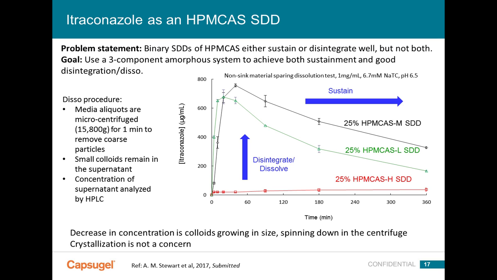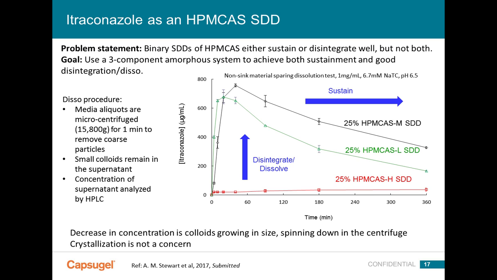Before I dive into the data here, let me tell you a little bit about the details of how we did our dissolution test. So the procedure is essentially that in this test, which starts in intestinal media, we pull small media aliquots that are microcentrifuged at 15,800 G for 1 minute, and those remove just the coarse particles in the formulation. Small colloids are going to remain in the supernatant, and we then analyze the concentration of that supernatant via HPLC. So this technique of separation is just a coarse way of determining the concentration of species that are small enough to be active in vivo, but it's not a hard cutoff.